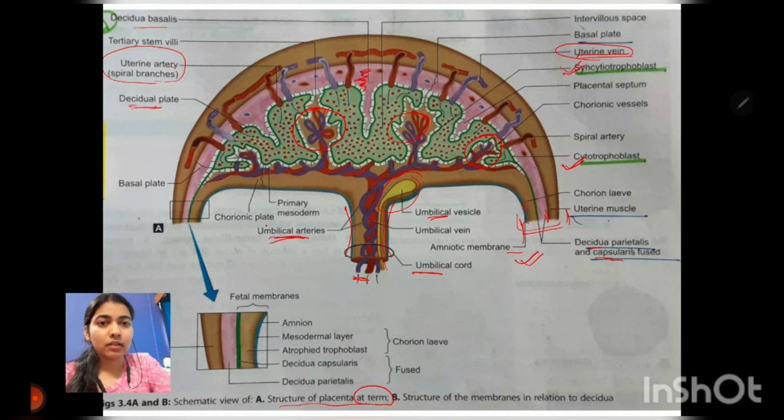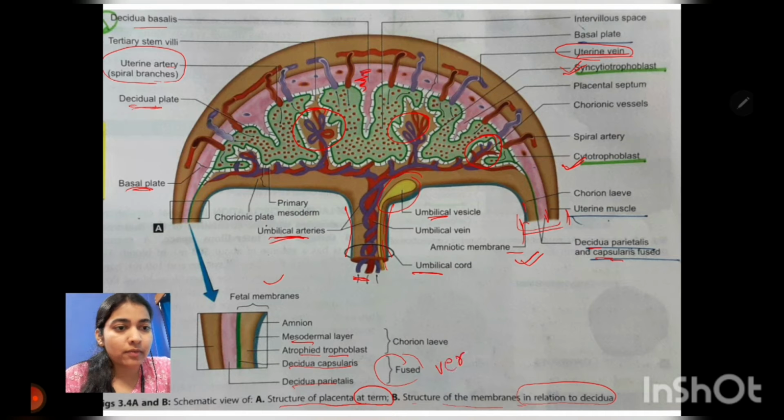So this is the basal plate. Basal plate is from the maternal side, and chorionic plate is from the fetal side. Now the fetal membranes, you can see the structure of membranes in relation to the decidua. Decidua is what? Decidua is endometrium. Endometrium at the time of pregnancy is known as decidua. So fetal membranes: amnion, mesodermal layer, atrophied trophoblast, and decidua capsularis and parietalis. When fused, they form decidua vera, and chorion laeve is formed by the mesodermal layer and atrophied trophoblast.